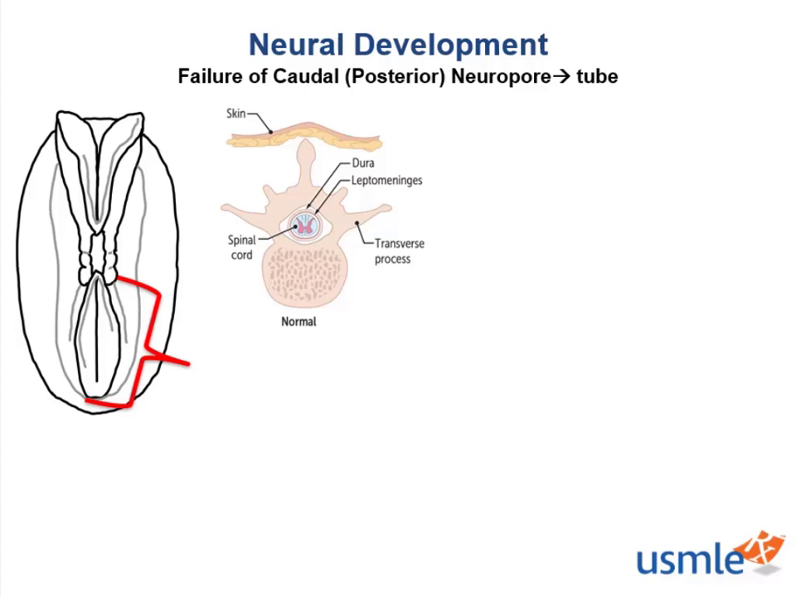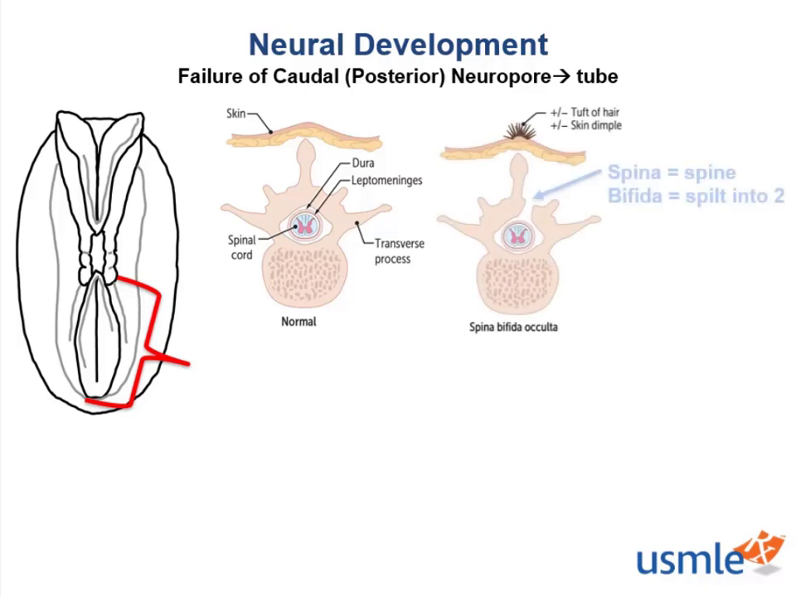If the caudal or posterior neuropore does not close to form the neural tube, then we get a class of neural tube defects that fall under the heading of spina bifida. Spina stands for spine, and bifida stands for split into two. As you can see, at the tip of this arrow, the posterior vertebral arch failed to close over the top of the spinal cord. This occurred due to failure of the caudal or posterior neuropore to form the neural tube. Specifically, this form is called spina bifida occulta because by visually examining the back of the baby, the posterior vertebral arch defect would be hidden, or occulta.